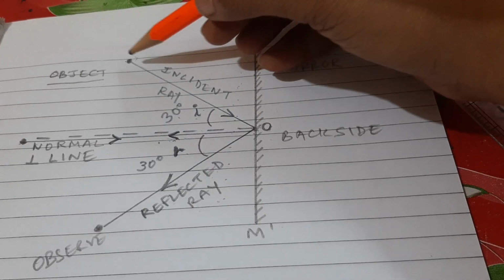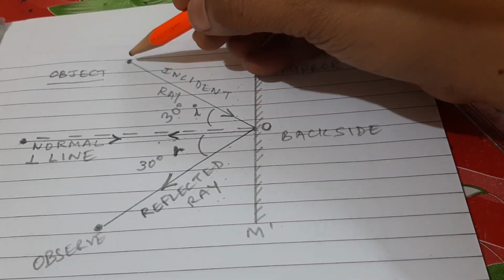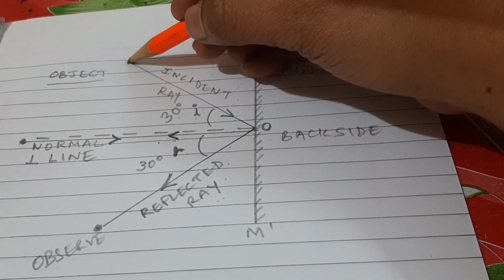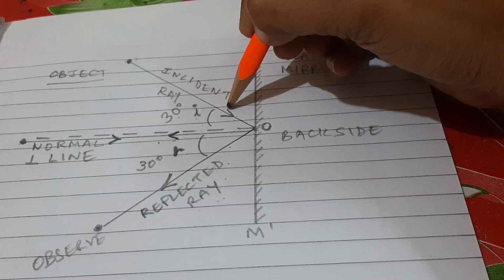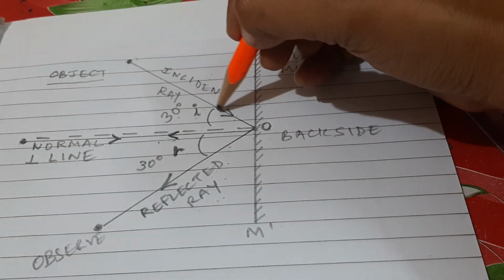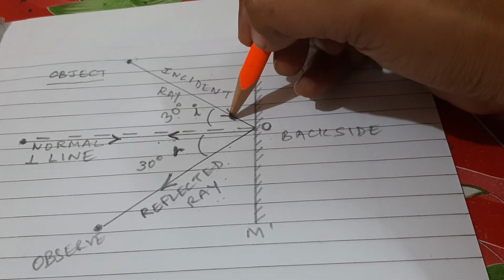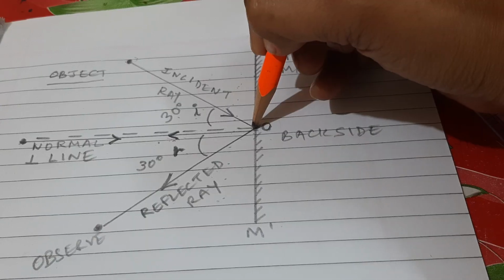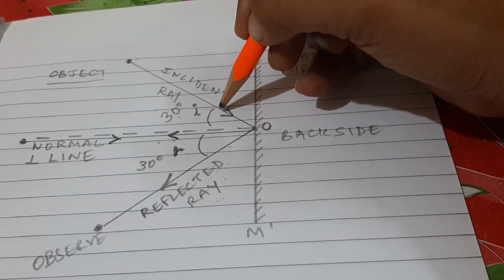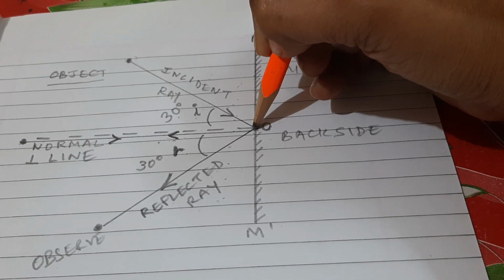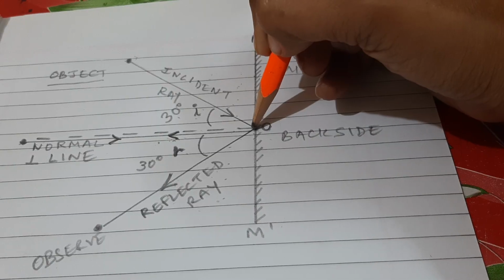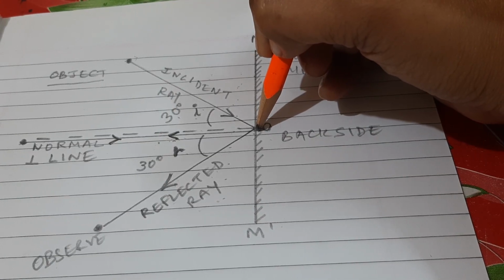This point is the point of incidence. It means that the object is sending rays, and after sending, the light rays are falling on the reflecting surface of the mirror. So the point where this light ray or the incident ray falls on the mirror is called as point of incidence.